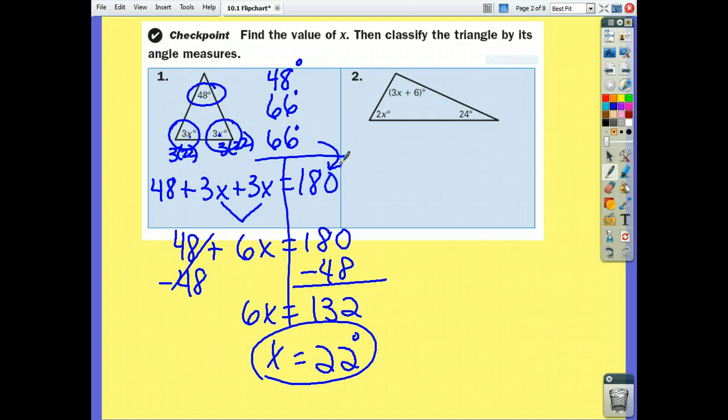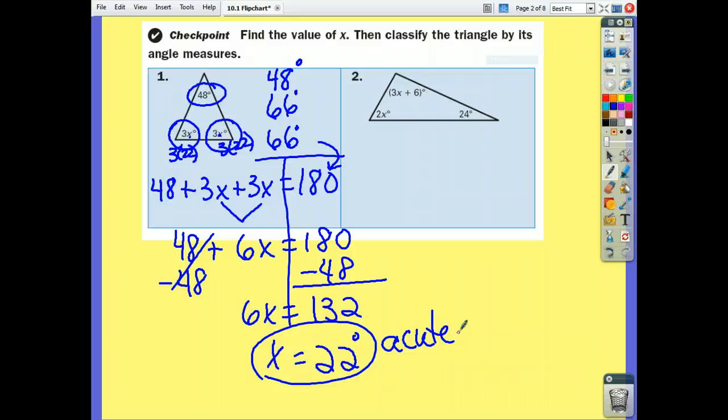Now we need to classify it by its angles. So it's either a right, an obtuse, or an acute angle. What would we classify these as? Is there any one angle in there that's exactly 90 degrees? No, so we know it can't be a right triangle. Is there one angle in there that's over 90 degrees? No. So it can't be obtuse. So it must be acute. It is an acute triangle. They're all less than 90 degrees.